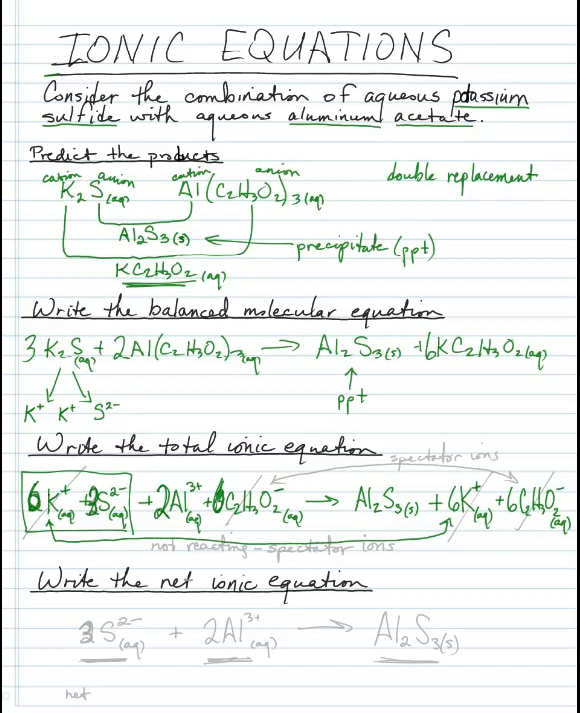But these potassium ions have exactly the same charge. They don't do anything. They are not reacting. They are just sitting there watching other people do all the action. Since they are not reacting, they are not involved in the action, we call them spectators, or spectator ions.